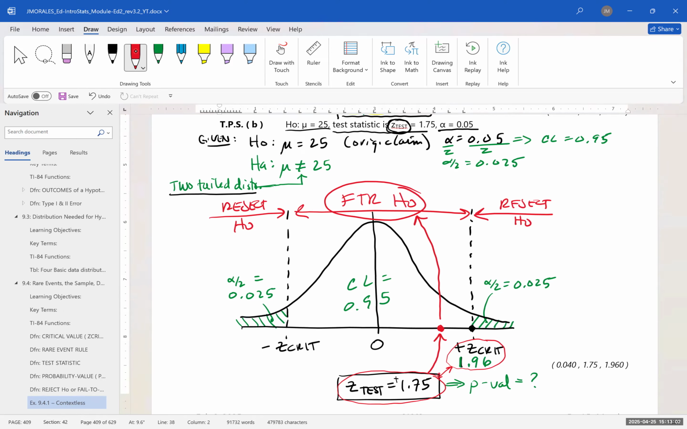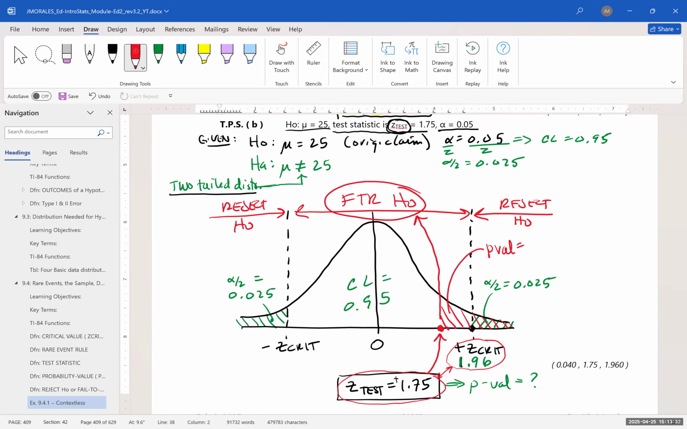But what we also want to do is learn how to calculate the p-value. And the p-value is the area adjacent to the test statistic. So this is the p-value. Now what you'll notice is that this red area that I just shaded is the p-value, and that is greater than the significance level divided by 2, which I shaded in green.